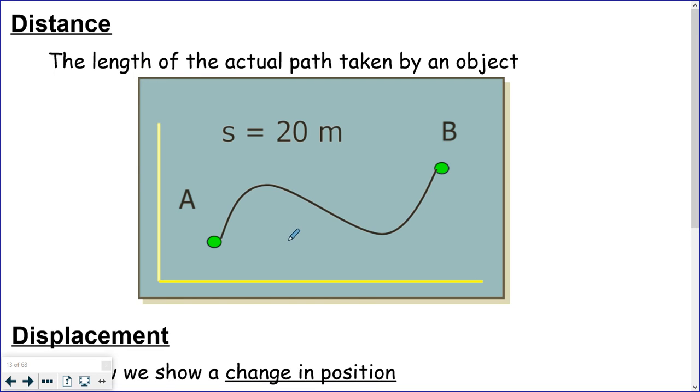Distance. If we measure distance, distance is the length of the actual path taken by an object. So let's say an object travels from A to B along this path. If you just took a little wheel and ran that wheel, keeping track of your distance the whole way, that would be your distance measurement, which is a scalar. It's just a measurement with a magnitude. So it's just 20 meters.